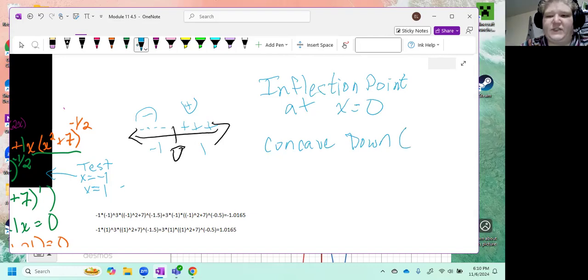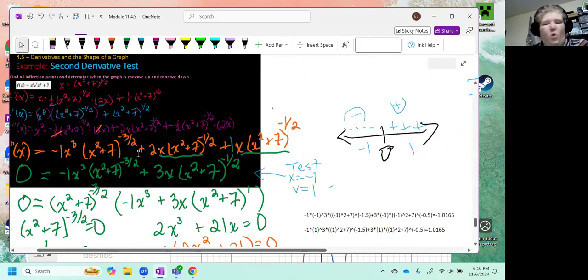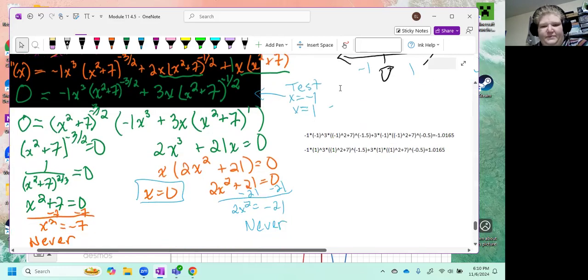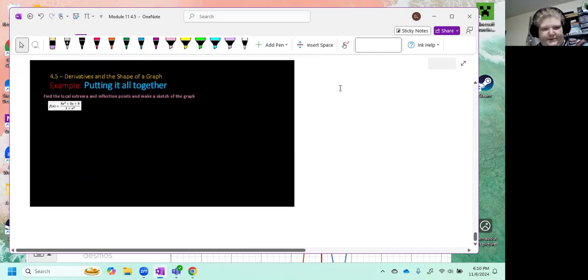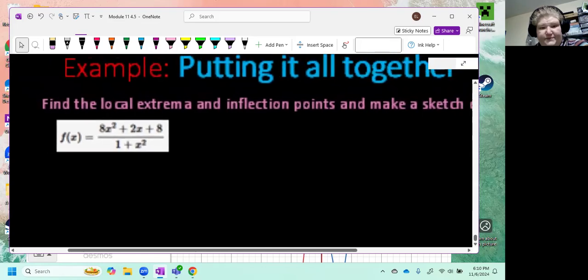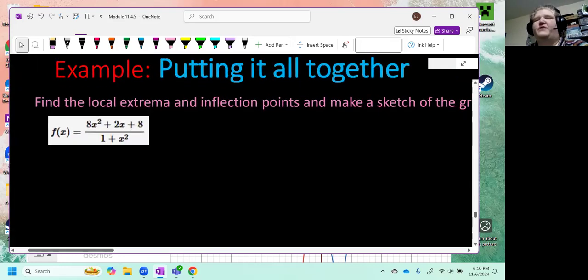Concave down is to the left of 0, so that starts at -infinity up until 0. And then concave up will go from 0 to infinity. All right. That is still a horrible graph. And then the last one. So I want the local extrema and the inflection points, and then a sketch of the graph.